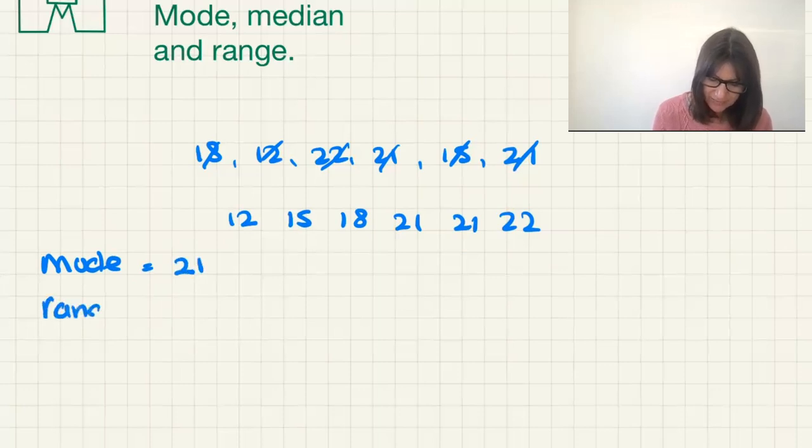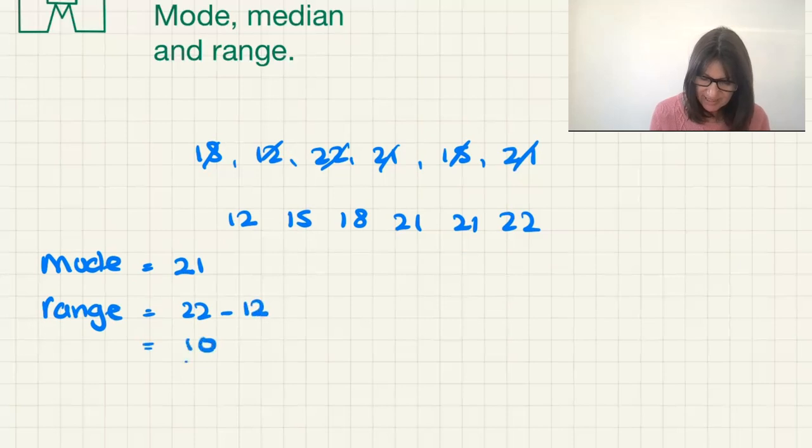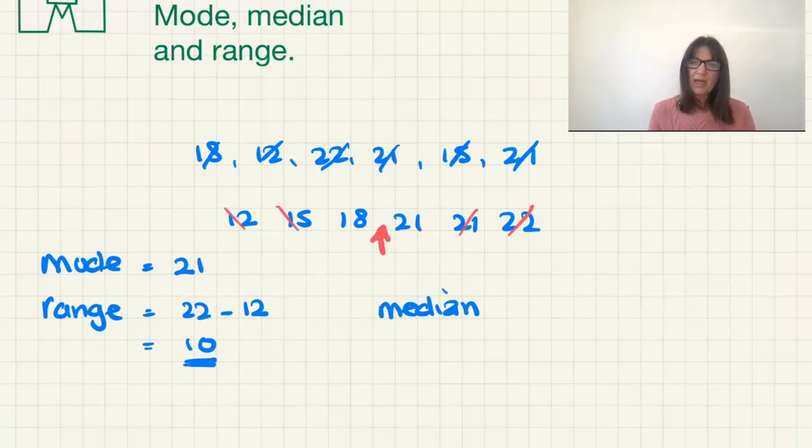The range, looking at the end of the list, I've got 22. The first number in the list is 12. Biggest takes smallest. I'm getting 10 as my range. And then we'll do the median. So we're going to cross off that one with that one, that one with that one. Got 2 left in the middle, so I'm slap bang in the middle. And these 2 numbers have got a little bit between them, haven't they?